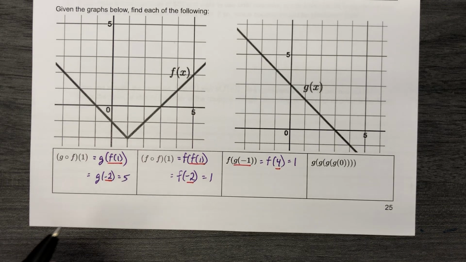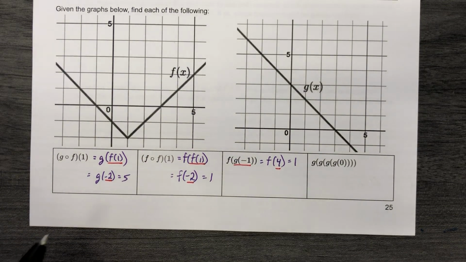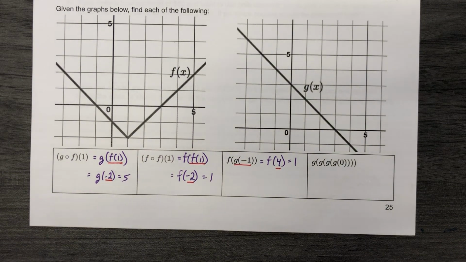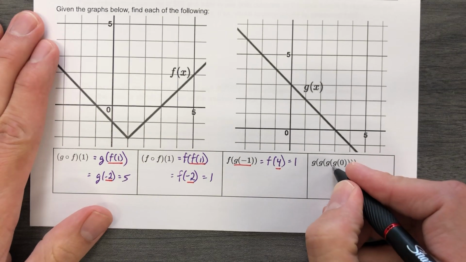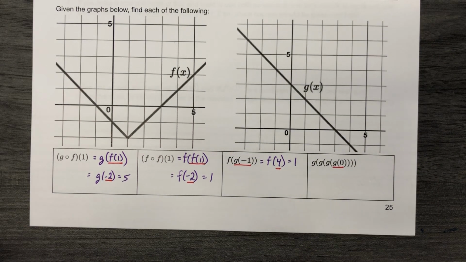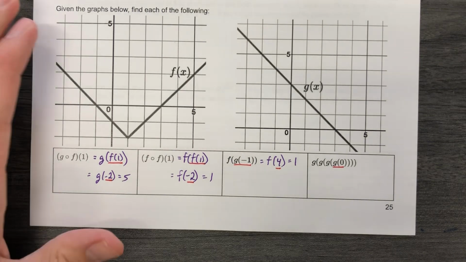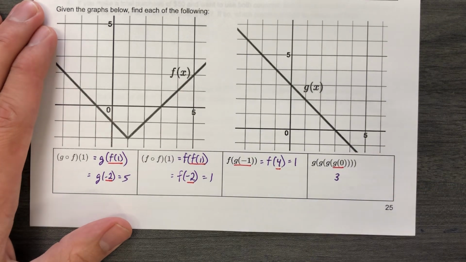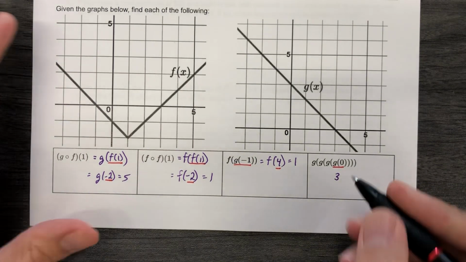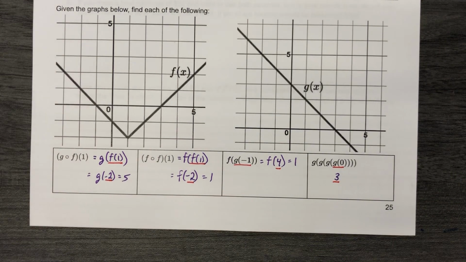Okay, this next one looks a little scary and a little tricky, but it's not that bad. So what we're going to do is work our way, again, from the inside out. So g of g of g of g of 0, and it's very easy to lose track of where we are in this process. So let's just start there. g of 0 is 3. Okay, so 3. Done. I just like to underline things that are equivalent.